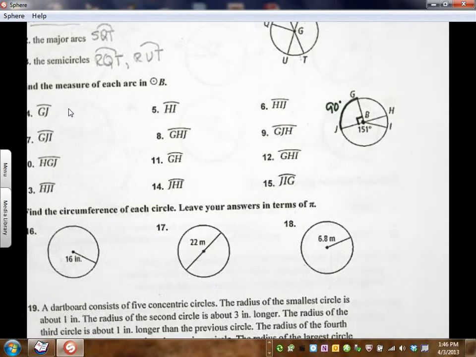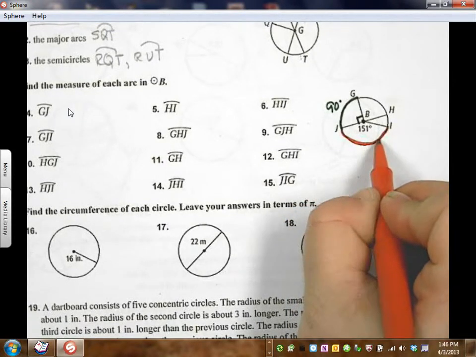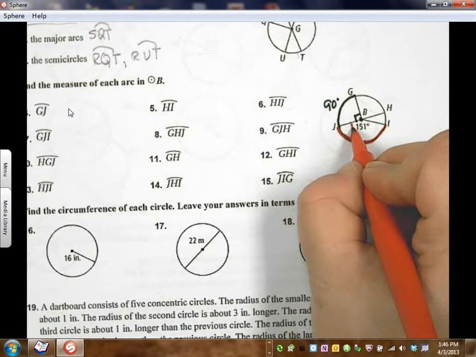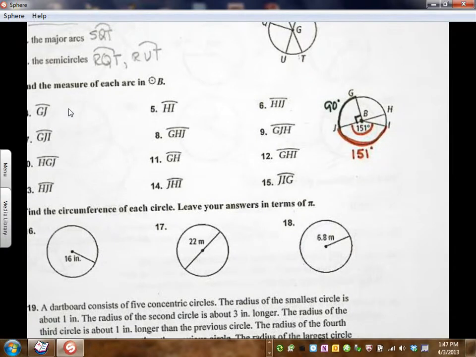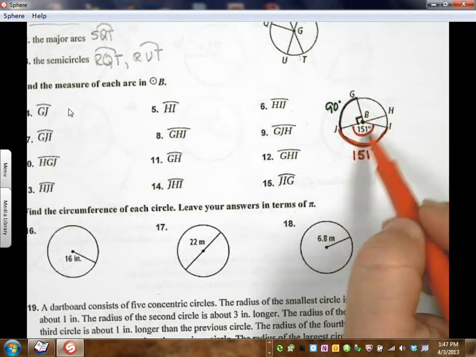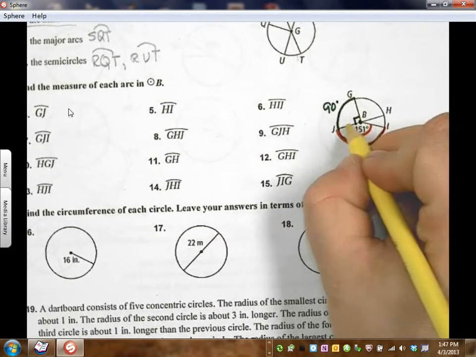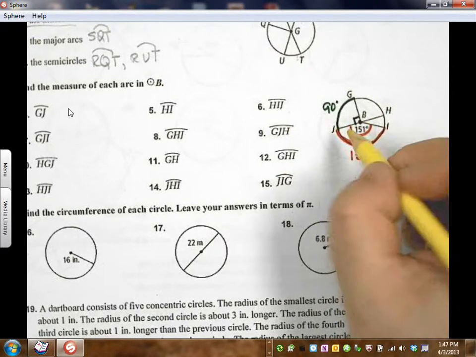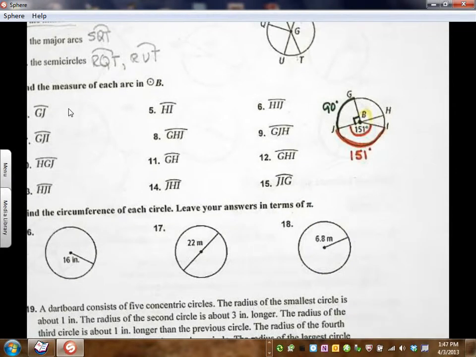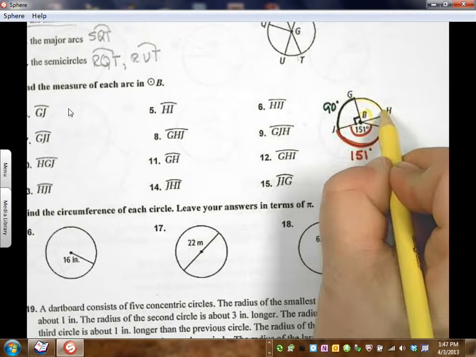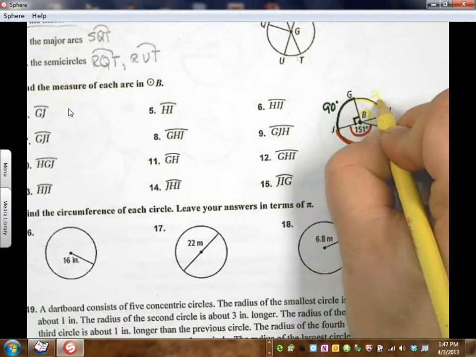I know that this arc right here, JI, is going to be the same as this angle, which is 151 degrees. So that arc is 151. I want you to see if you can't figure out the rest here. Take a second. Look right here. If this is a straight line, this angle is 90, that means this side has to be 92. Which means that this arc here, I know that yellow can be tough to see sometimes, is also 90 degrees.